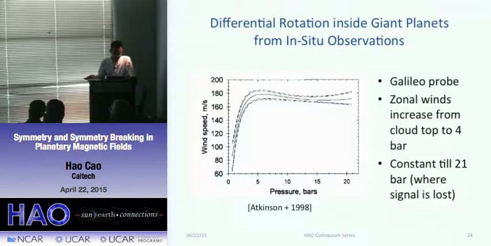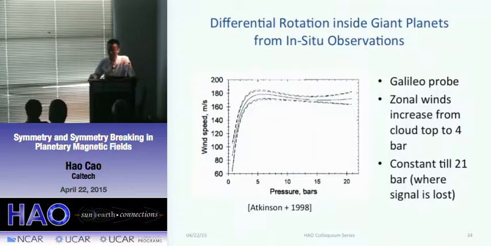We have the Galileo probe being dropped inside Jupiter. And along the path, this is the pressure increase. This is deeper in the planet, this is shallower in the planet. What we observe on the surface is a wind of about 100 meters per second. When the Galileo probe was dropped, you actually observe an increase in the wind speed. The wind increased by almost a factor of 2 to about 180, and then stays constant to about 21 bar.